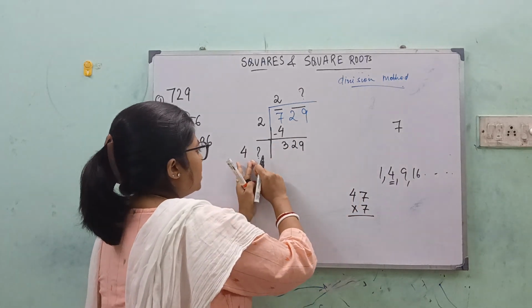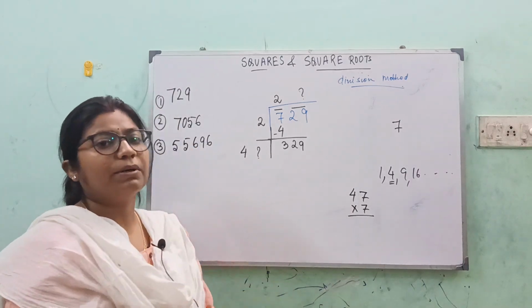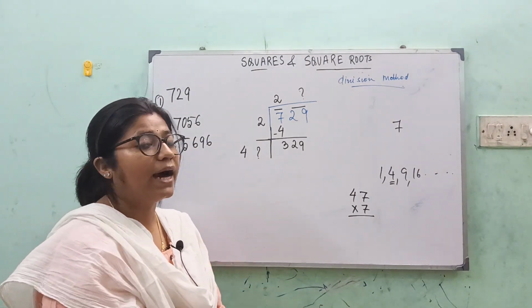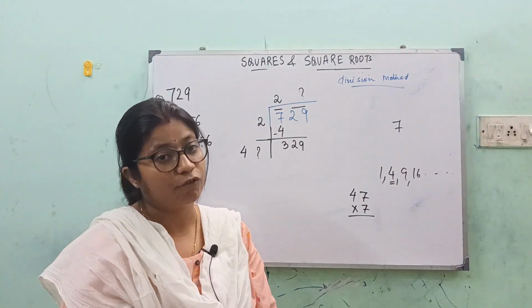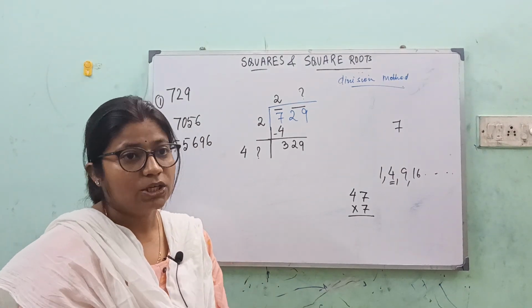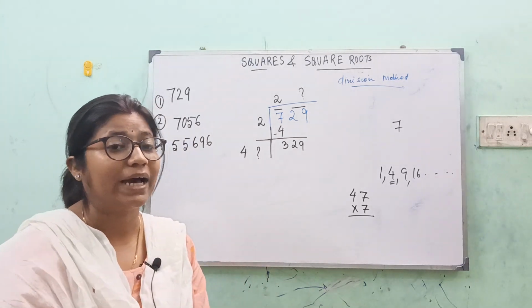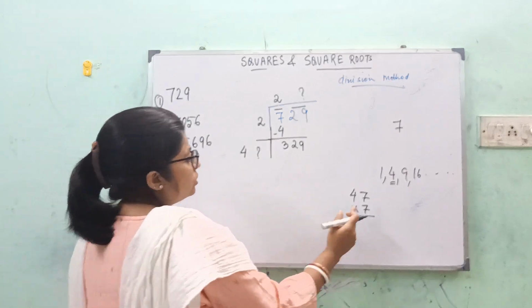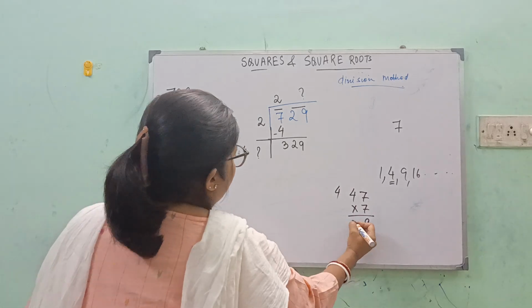So the units place here, when multiplied, should be giving me a 9 over here. So what numbers when multiplied give 9? Either 3 into 3 is 9, or 7 into 7 will give you 49. So for the 9 in the units place, either 3s or 7s when they are squared will give you 9s in the units place.